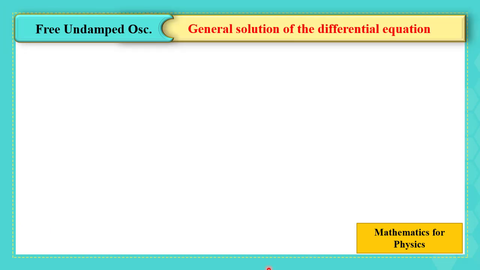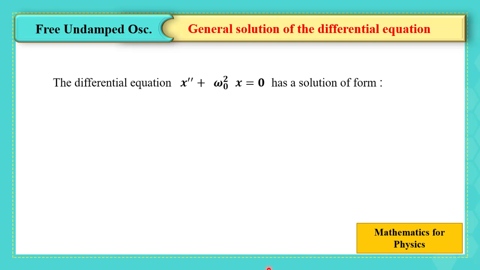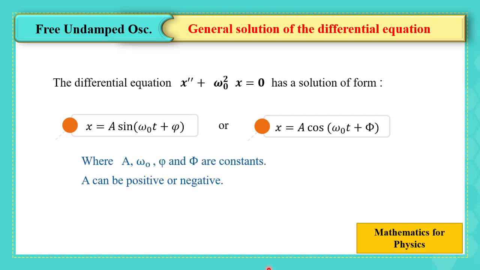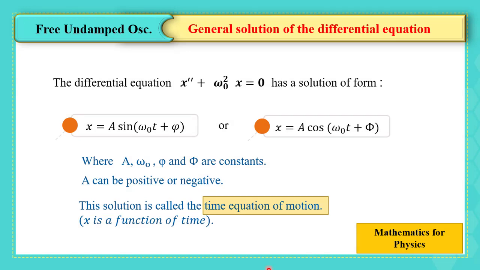Now the second question that you may ask is, how can this differential equation help us in studying motion? Actually, this differential equation has a solution, and this solution is of the form either x equals a sine omega 0 t plus phi, or x equals a cosine omega 0 t plus phi, where a, omega 0, and phi are constants. A can be positive or negative. This solution is called the time equation of motion, where x is a function of time.